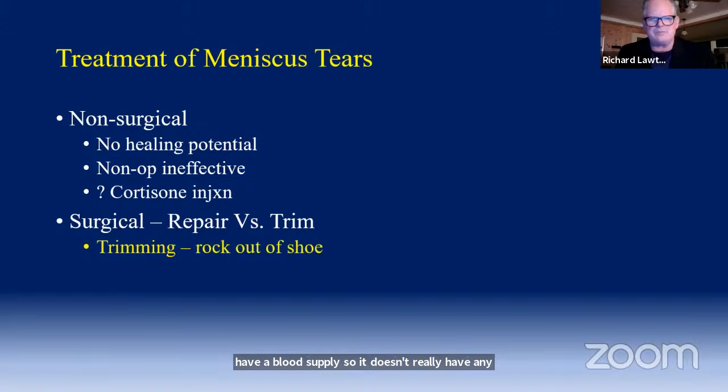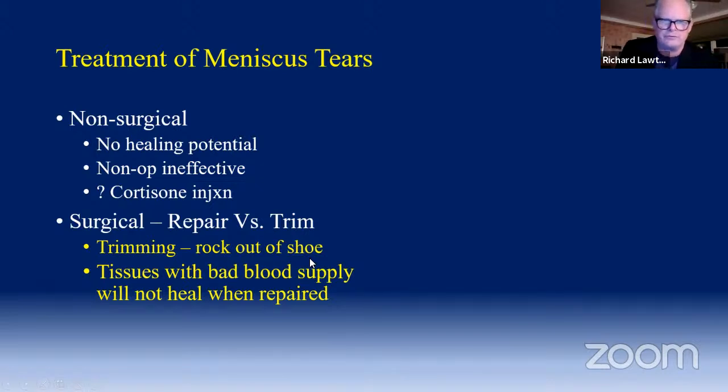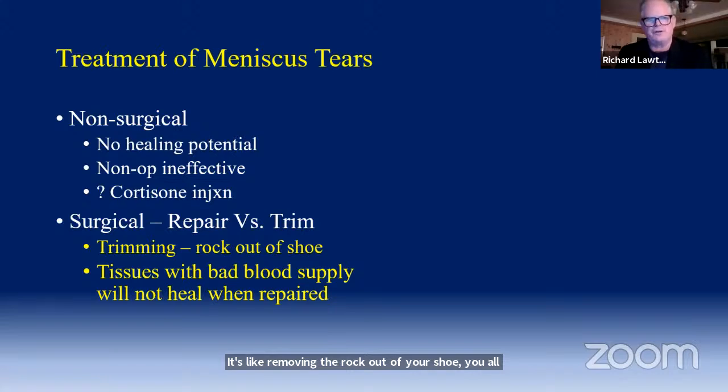Cortisone injection might provide some benefit in the short term especially, but typically when the cortisone wears off, the pain comes back, requiring patients to consider surgery in which either the torn piece of meniscus is repaired or trimmed away. It's like removing the rock out of your shoe. If you all had rocks in our shoe, boy, that hurts. And if you just take the rock out of the shoe, the pain goes away. Same holds for trimming up the torn piece of meniscus in the knee.